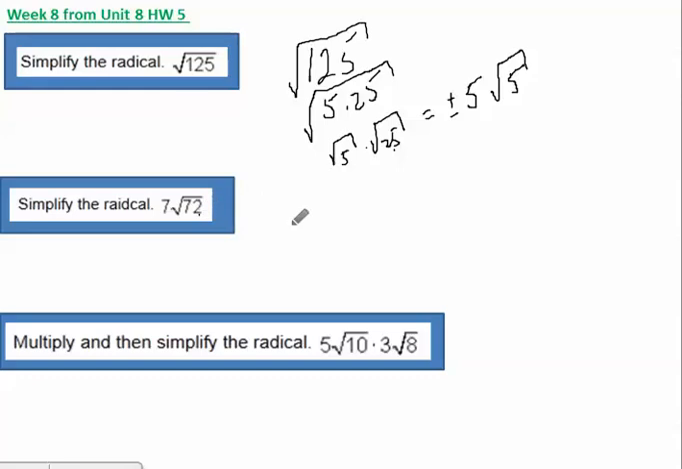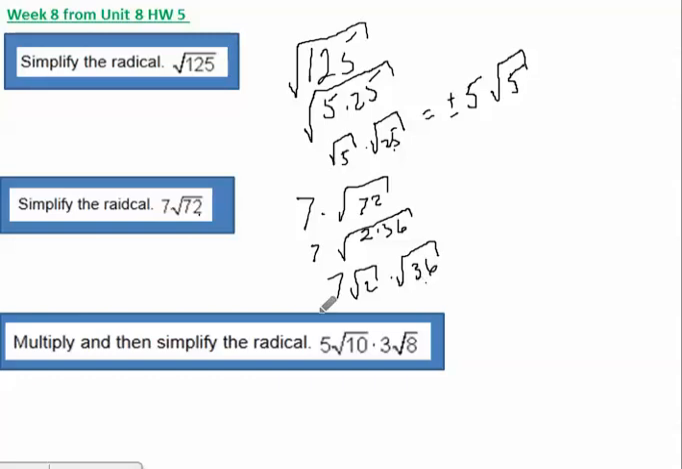You know what? 72. I've got 7 times the square root of 72. Well, 72 is 2 times 36. I got a 7 that's still out here, don't I? And I got the square root. I'm going to break it up into its individual parts. 7 times the square root of 2 times the square root of 36. The square root of 36, that's 6. 6 times 7, that's 6 times 7 times the square root of 2. Oh, you know what? That's going to be 42 square roots of 2. And it's going to be plus or minus.